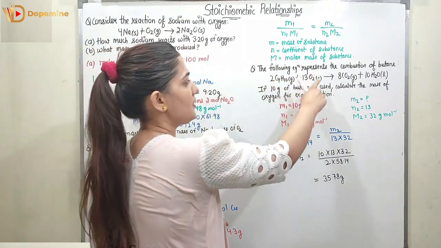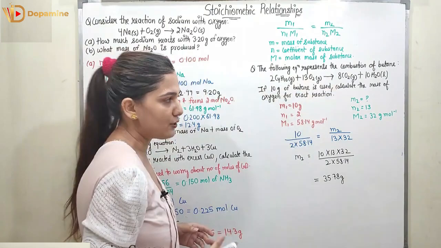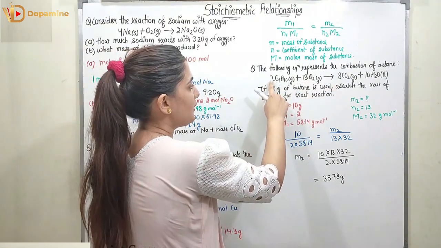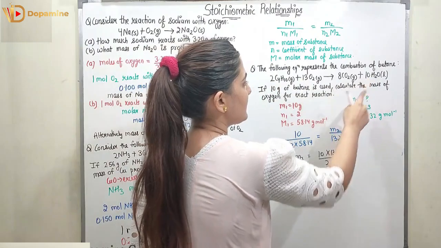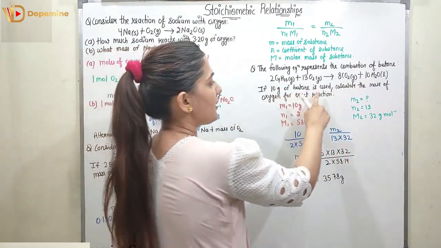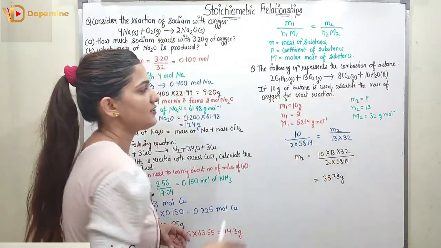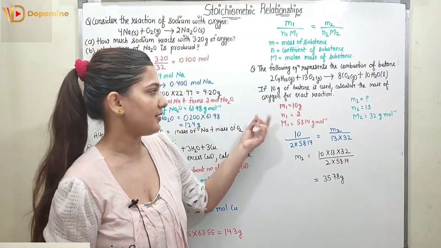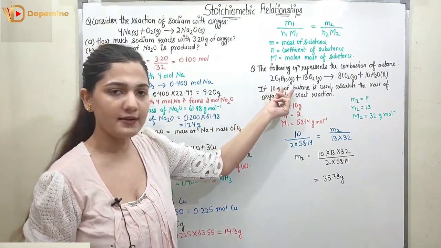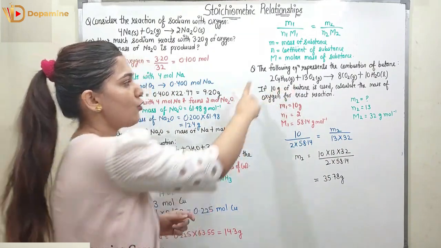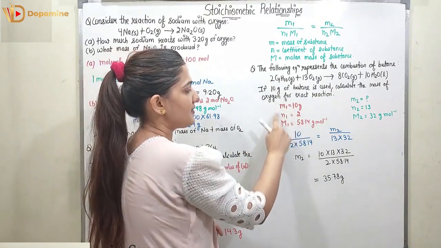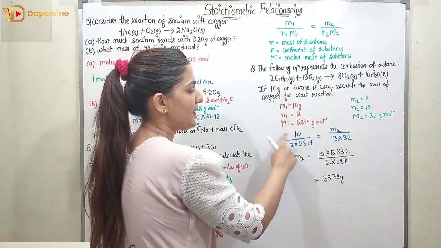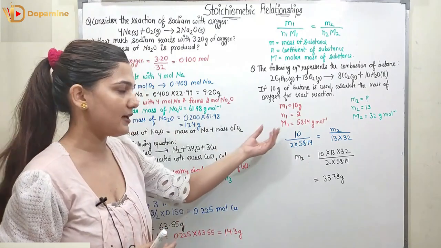The following equation represents the combustion of butane. Here you can see 2C4H10 plus 13O2 is giving 8CO2 plus 10H2O. If 10 gram of butane is used, calculate the mass of oxygen for exact reaction. So the butane parameters are given to us. Coefficients we can see from this equation. Here m1 is 10 gram, it is given. n1 is 2. Capital M1, the molar mass, we can find out.